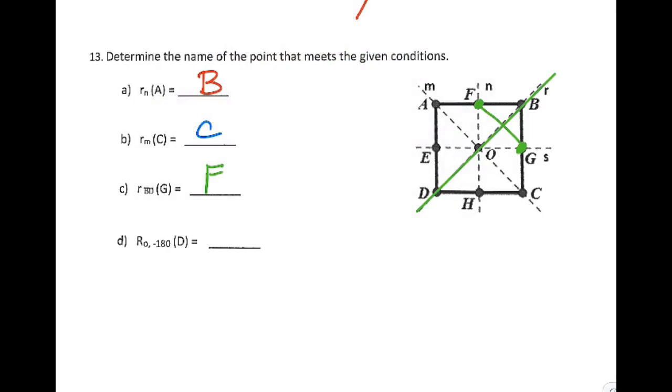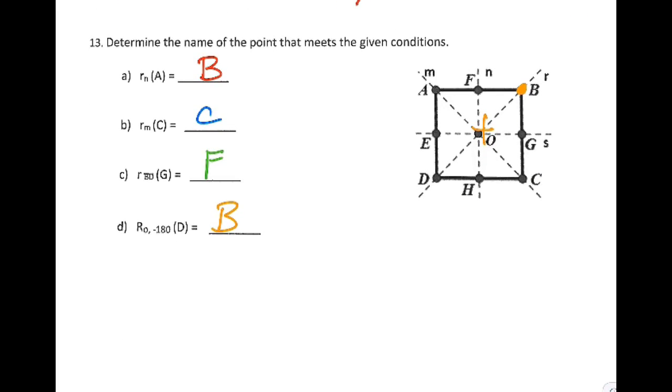And the last one, you're taking point D and you're rotating it a negative 180 about the middle origin, or point O there. Well, 180 is going to flip it completely around to the other side, whether you go positive or negative, and you're going to end up opposite that at point B. The quiz will be quite similar to this tomorrow.